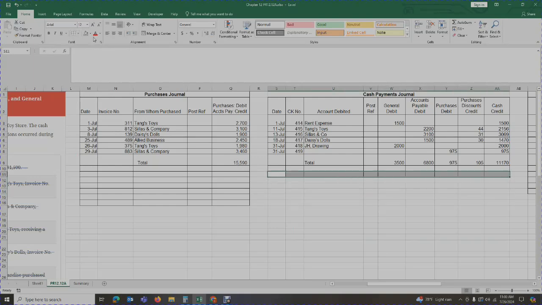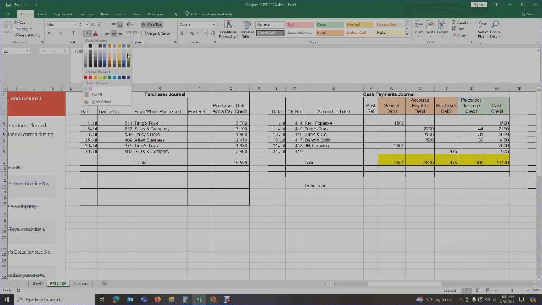Now let's prove that we are in balance. We're going to get the debit total, and we're going to be looking at the totals right here. So my debit total, this is a debit. If you look at the top, debit, debit, and debit. These are 3 debits, and then we have 2 credits. So pay attention there. So we have 3 columns that are debits.